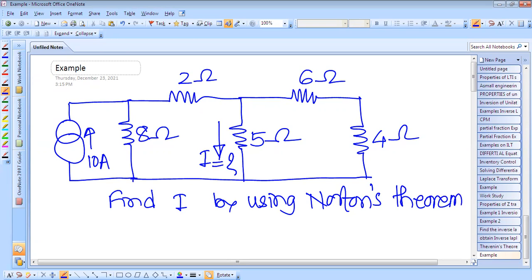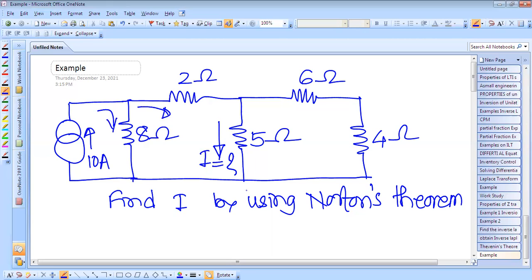Okay, so according to the Norton's theorem, what we have to do? We have to short circuit the branch in which we have to find the current. So when you short this 5 ohm resistor, since the branch containing the 4 ohm and 6 ohm is also short circuited, this branch will also be short circuited. So the source current is divided. Some will go here and some will go to this short circuit branch, which still contains the 2 ohm resistor.